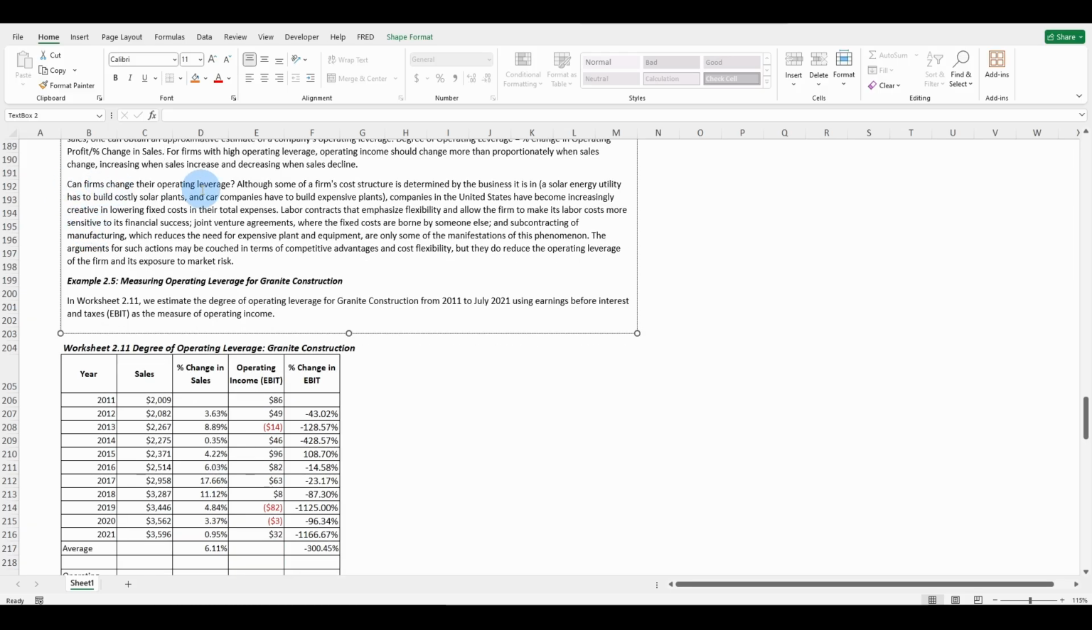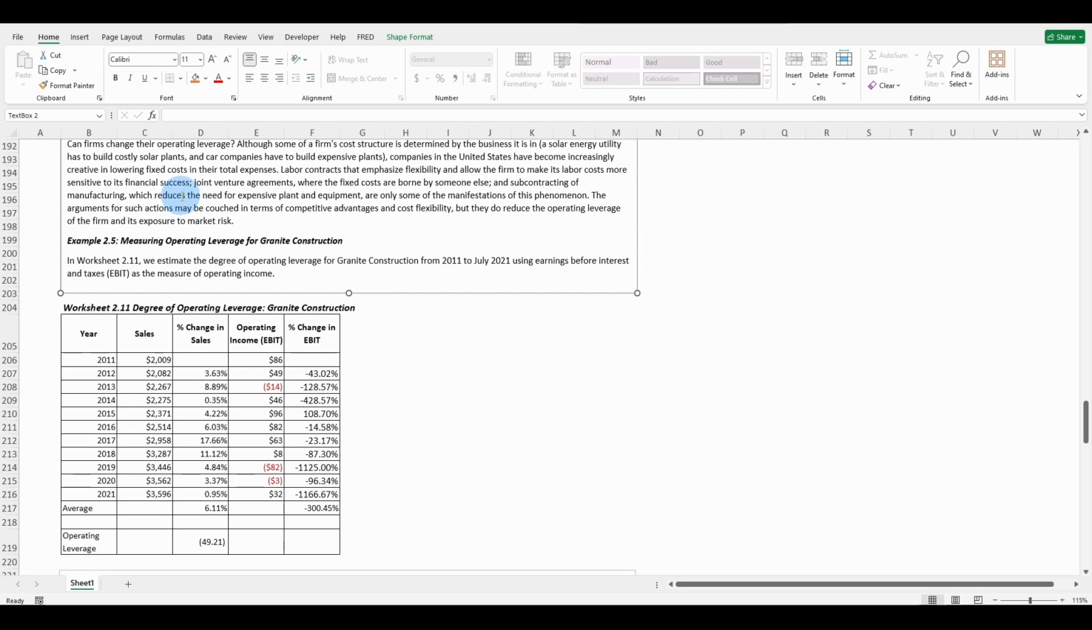Can firms change their operating leverage? Although some of a firm's cost structure is determined by the business it is in, a solar energy utility has to build costly solar plants and car companies have to build expensive plants. Companies in the U.S. have become increasingly creative in lowering fixed costs in their total expenses. Labor contracts that emphasize flexibility and allow the firm to make its labor costs more sensitive to financial success, joint venture agreements where the fixed costs are borne by someone else, and subcontracting of manufacturing, which reduces the need for expensive plant and equipment, are only some of the manifestations of this phenomenon.